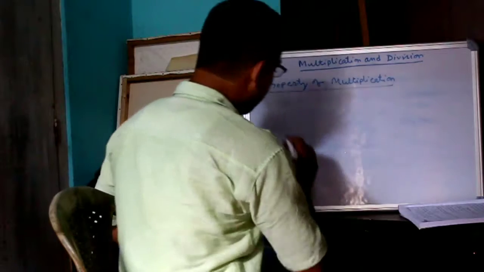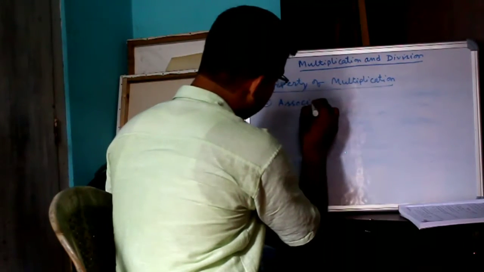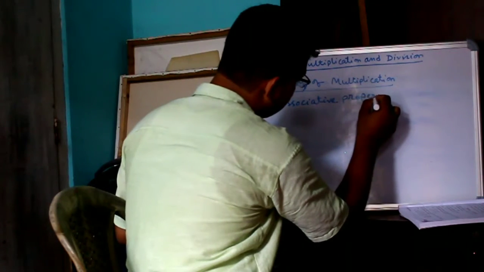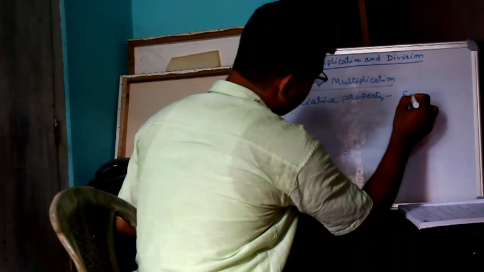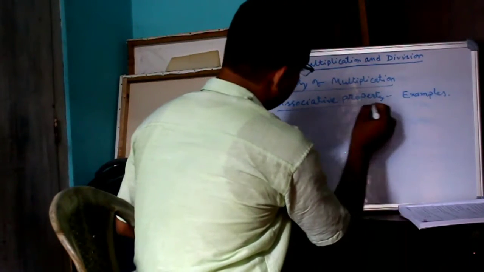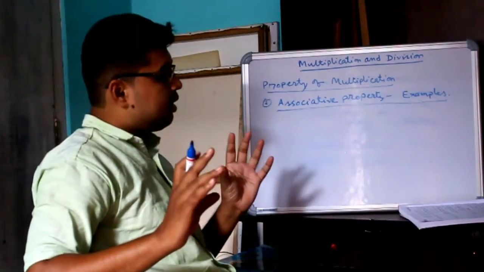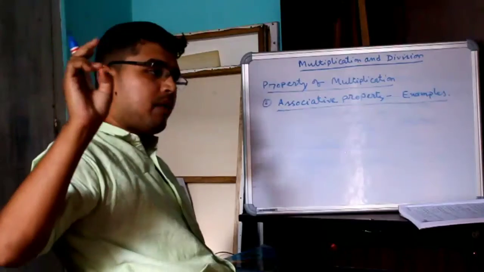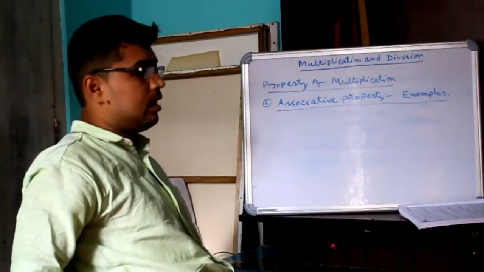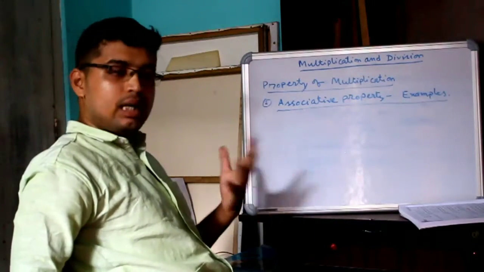Number two, associative property. Examples. The definition of the property will not be needed. We just have to see the examples. By seeing the examples, we can find out the associative property or commutative or distributive. So by example we can understand.